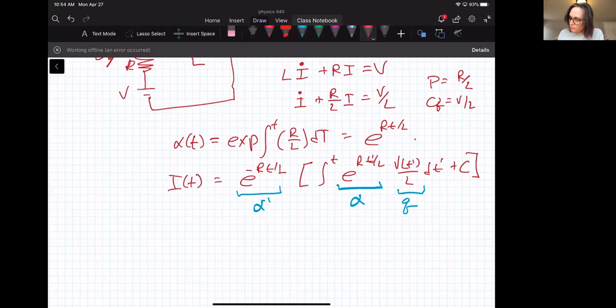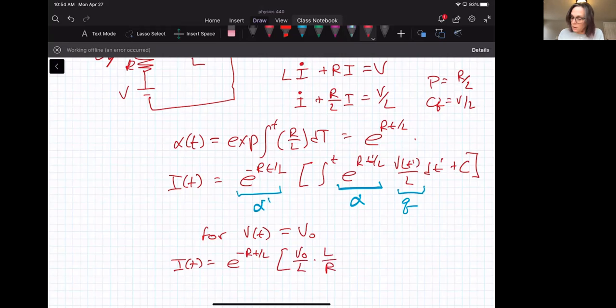All right. If we make this easy on ourselves, let's make this a constant potential, so it's not alternating. We have I of t is equal to e to the minus RT over L times V naught over L times L over R times e to the RT over L plus a constant. And that equals V naught over R plus some constant times e to the minus R over L t.